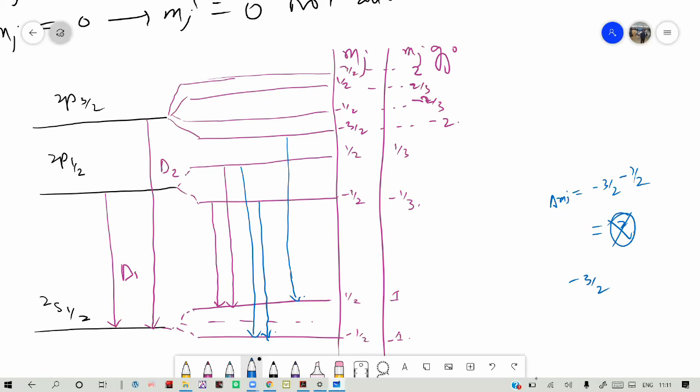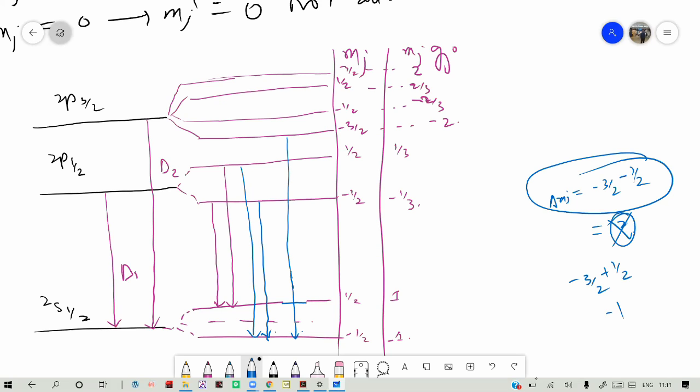So the only transition will be this. Sorry, not this, I did it wrong. This will be allowed. So minus 1/2 to plus 1/2, so it is minus 2/2, that is minus 1. Okay, so that transition is allowed. So from minus 3/2 to minus 1/2, this is allowed. But from minus 3/2 to plus 1/2, it is not allowed.